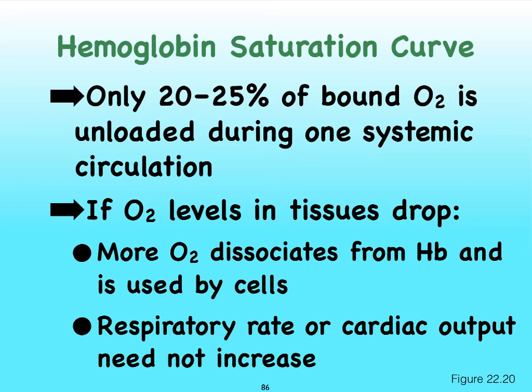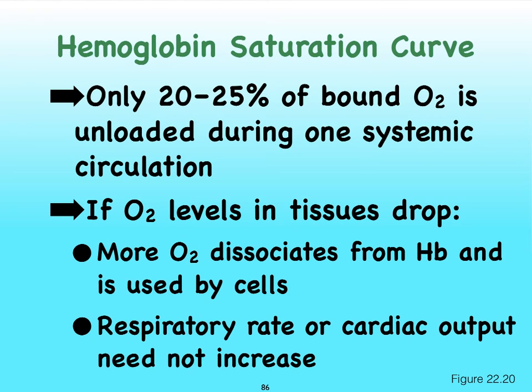So in summary, since only about 5 milliliters of the 20 mils of oxygen present in 100 mils of blood is actually unloaded at rest, that graph we just studied is the graph at rest. I didn't stress that enough. That translates into only about 20 to 25% of bound oxygen being unloaded during one systemic circulation, right? Because 5 is about a quarter out of 20 mils. That's where we get this number or this range of numbers.